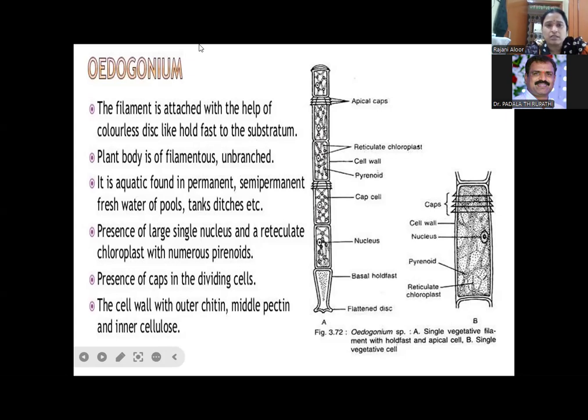The cells here, the structure of the filamentous cells is cylindrical. Which cell is the most important? The basal portion of the cell and the apical portion of the cell are the most important. The basal cell is called the flattened disc-shaped cell. The upper cell is called the apical cell.